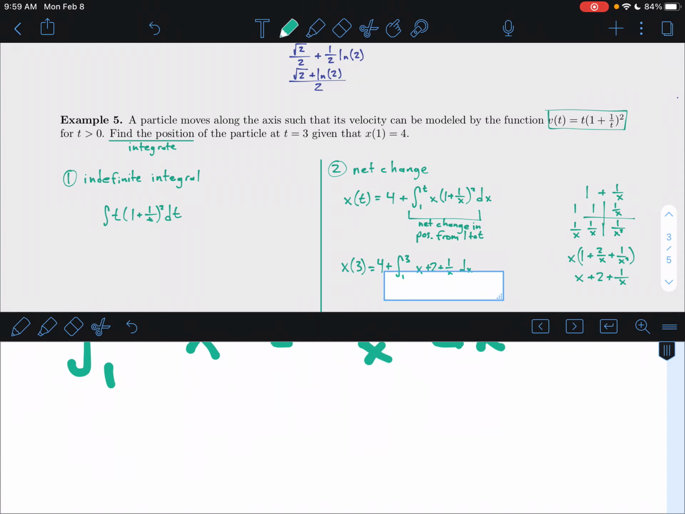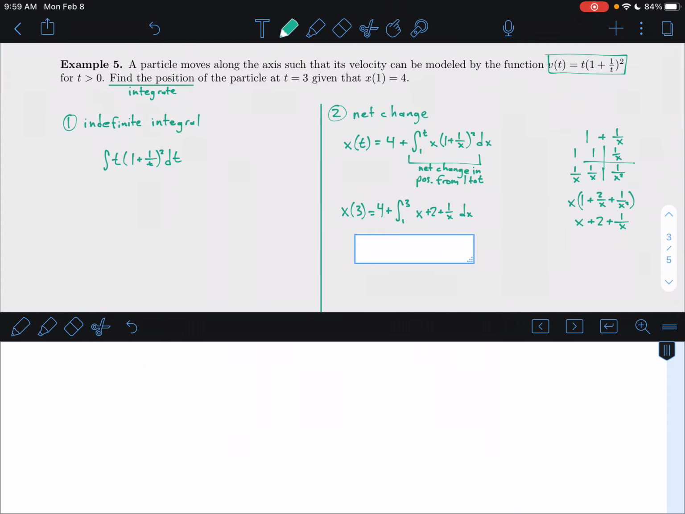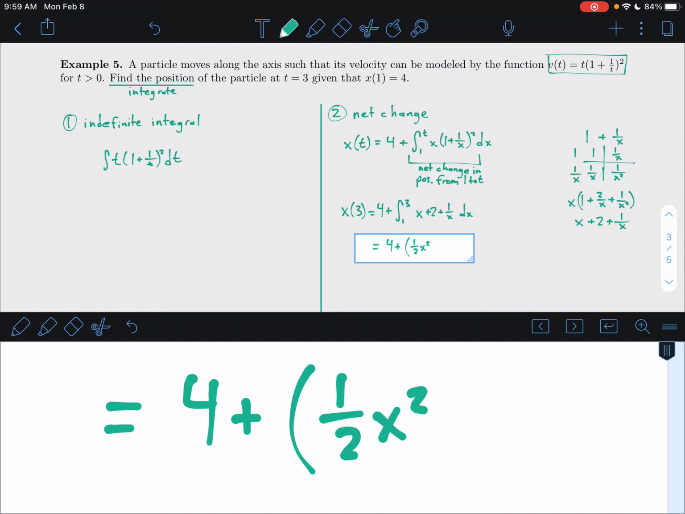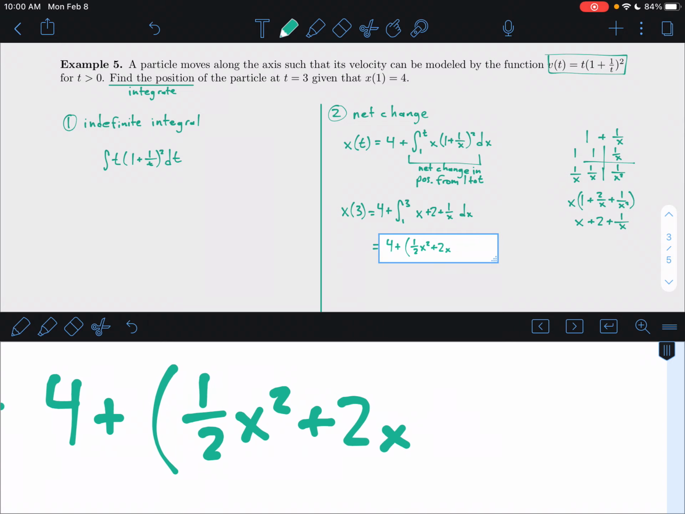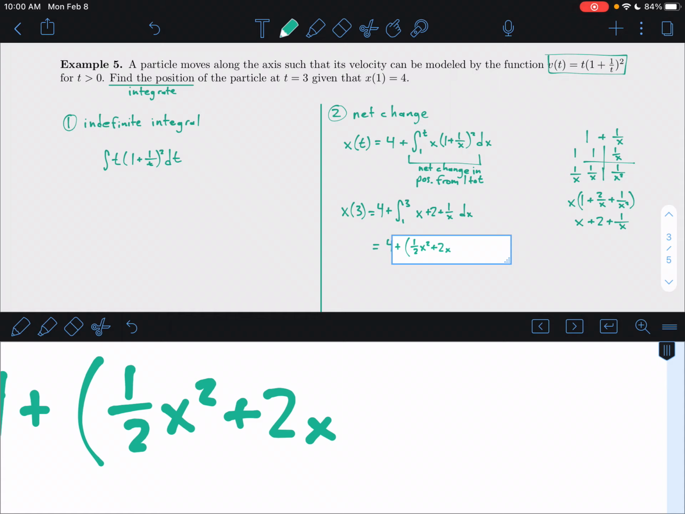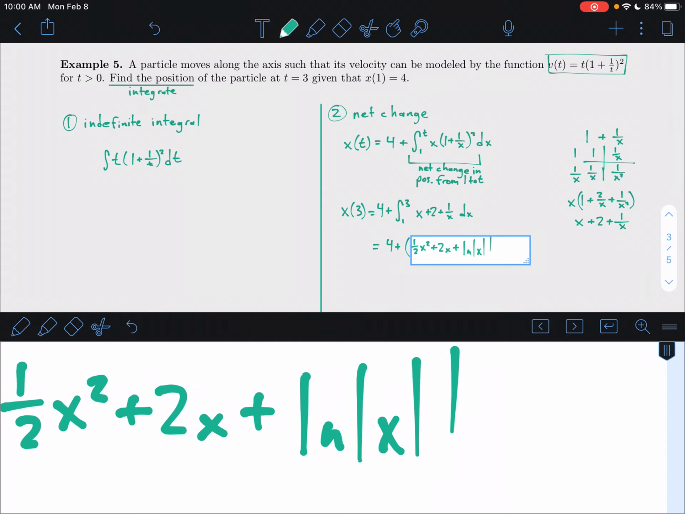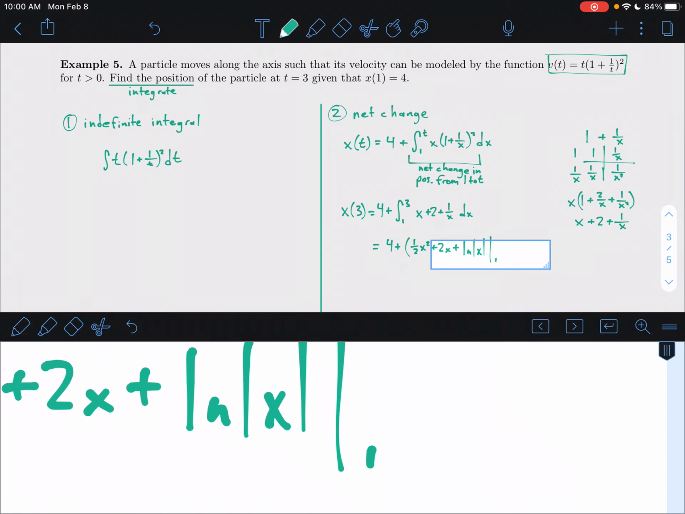Let me integrate this. So I'm going to have 4 plus the integral of x, which is just 1/2 x squared. The integral of 2 is 2x. The integral of 1 over x, well, that's x to the negative 1. Or, wait, no, it's just going to be ln of x. What am I saying? The natural log of the absolute value of x. And I'm evaluating this from 1 to 3.